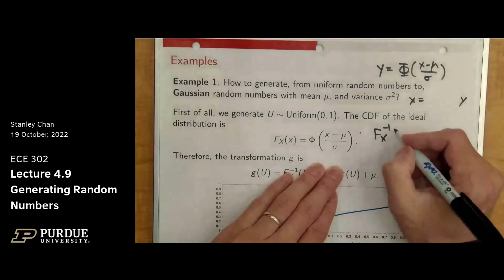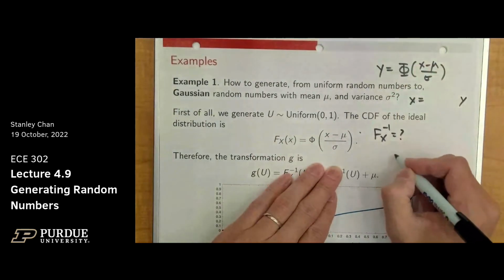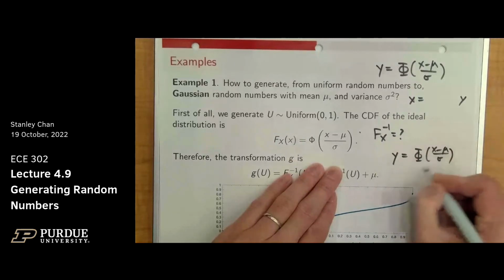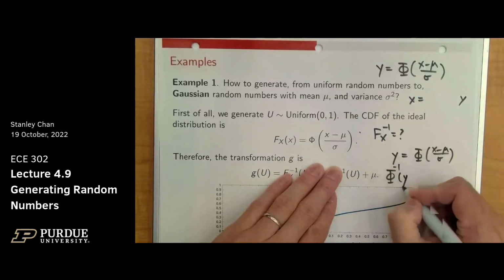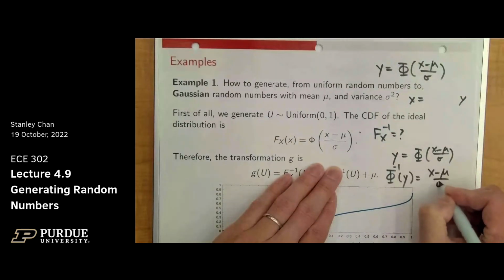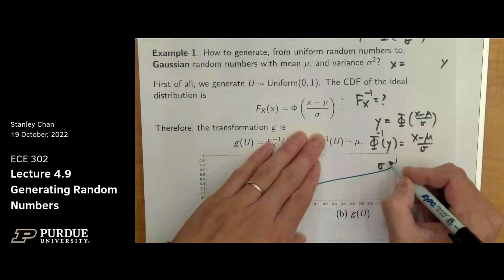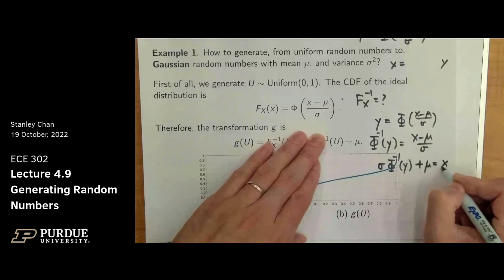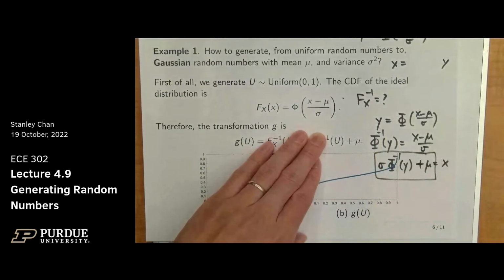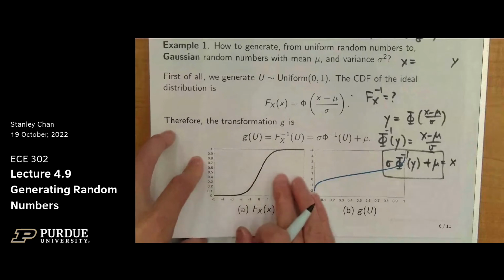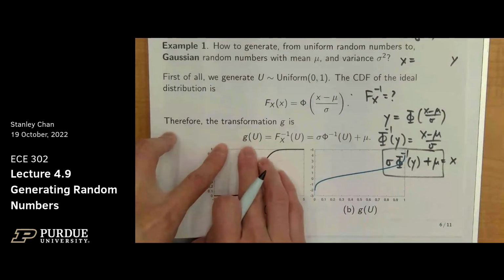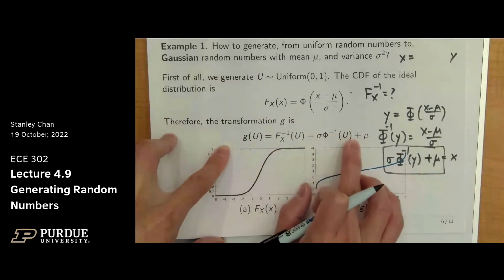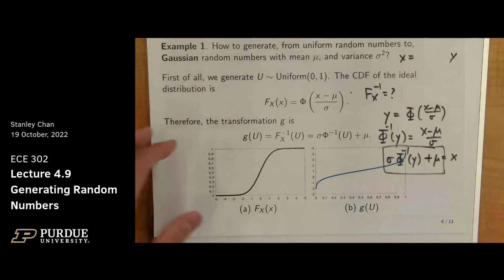So how do we do that? So you start with y equals phi of x minus mu divided by sigma. So you have this phi inverse of y equals x minus mu divided by sigma. Then you have sigma times phi inverse of y plus mu equals x. So you have this formula here. That will be your inverse. And as a matter of fact, your g in this example is that you set g equals sigma times phi inverse of u plus mu. That will give you the Gaussian random variable.